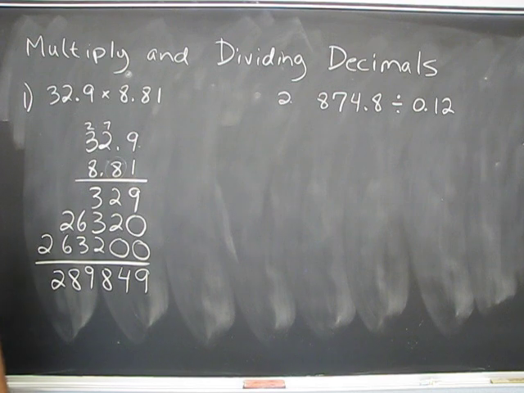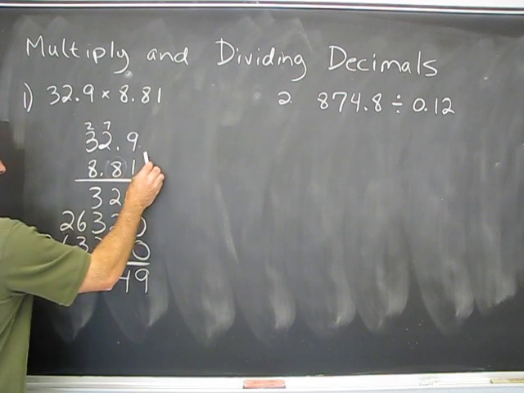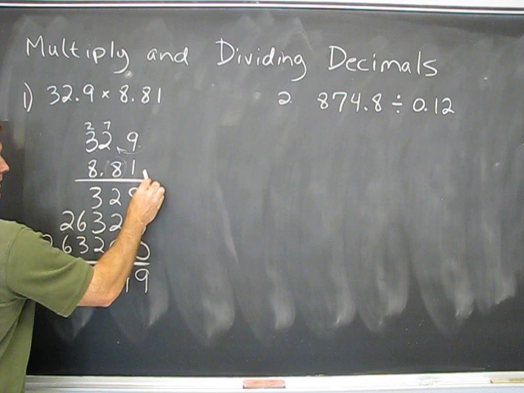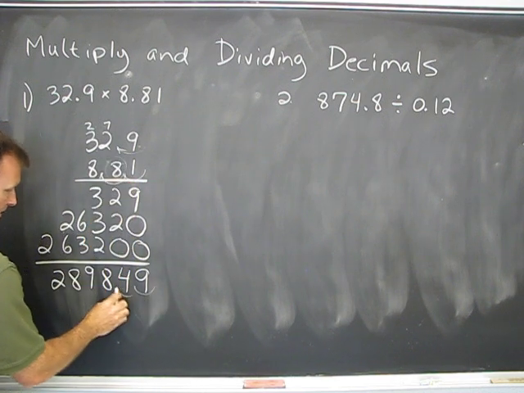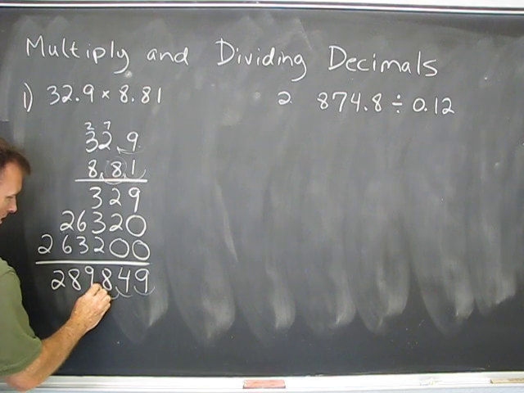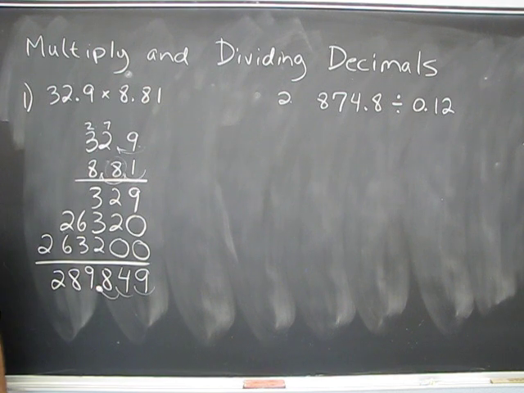Big ugly number. And now we have to take a look at the number of decimal places in the original question. 1, 2, 3 decimal places in the original question. So there's going to be 3 decimal places in my answer. 289.849.